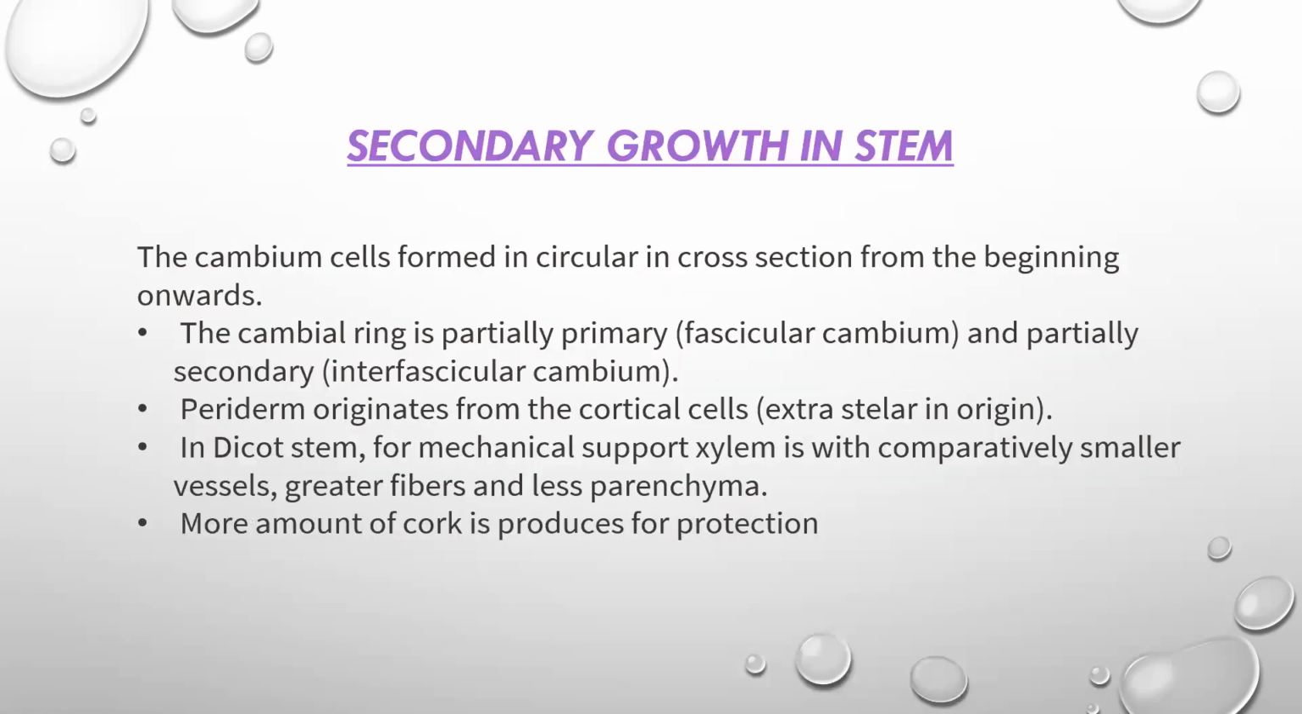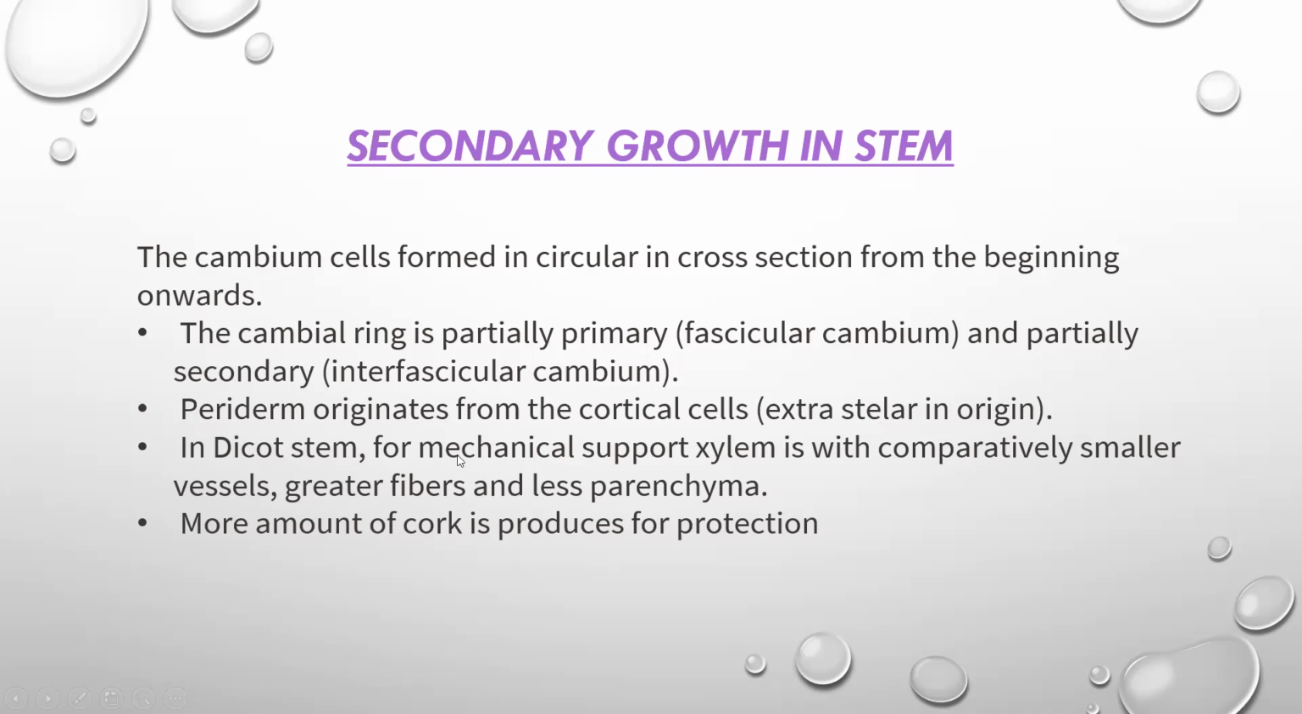So in secondary growth, generally the cambium cells are formed circular in cross section from the beginning onwards. So the cambial ring is partially primary and partially secondary. That is, the vascular cambium is primary, whereas the intervascular cambium is a secondary structure. So the periderm originates from the cortical cells, that is the outer layer, extrastellar in origin.